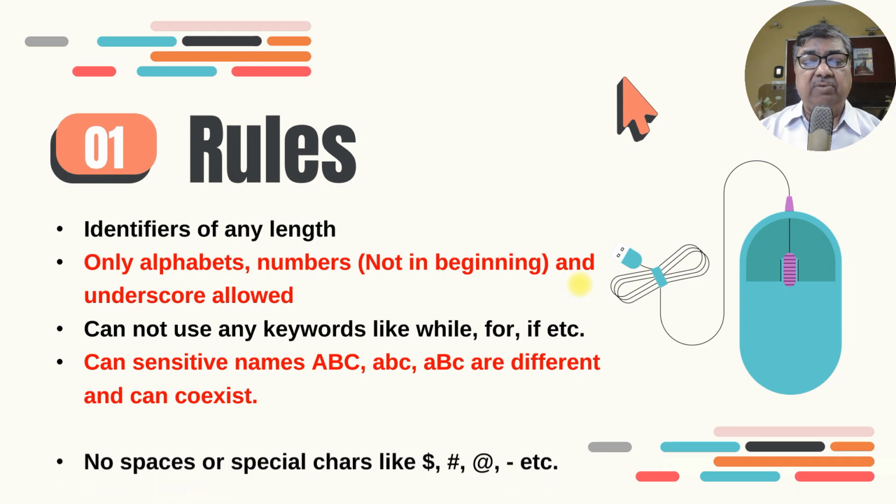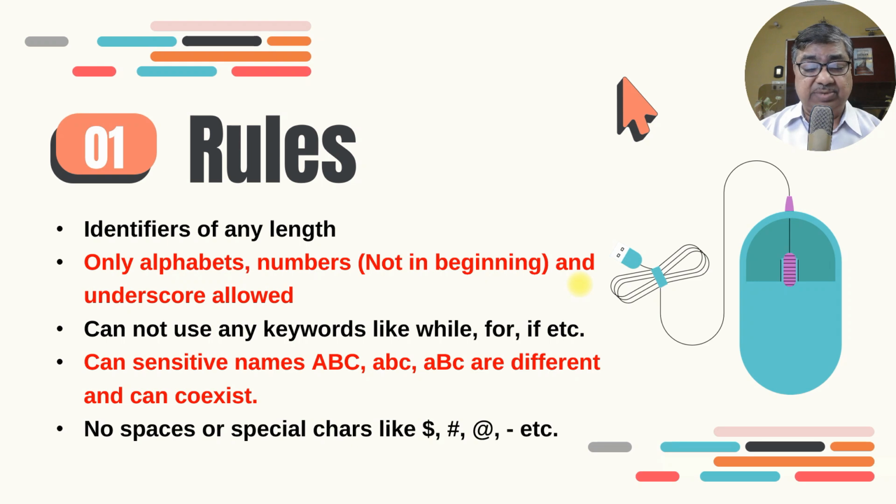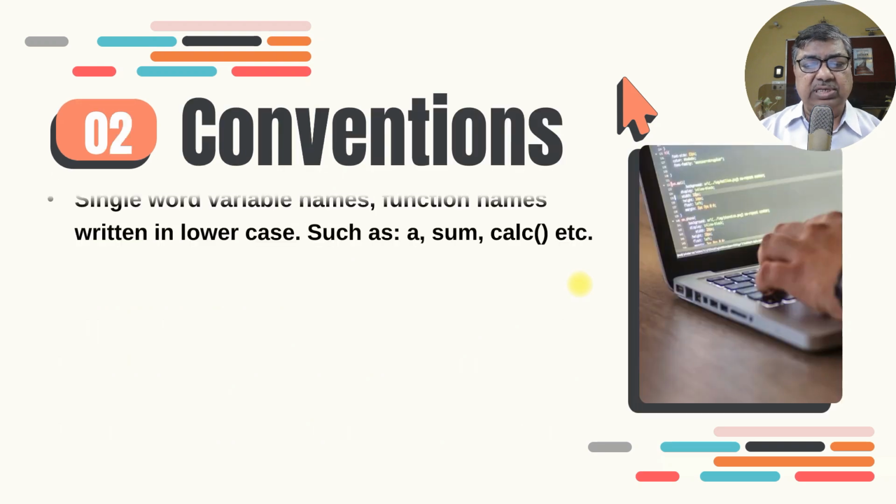Okay. Now we'll also understand that spaces are also not allowed. Special characters like dollar, hash, @, dash, where dash means the hyphen character, are not allowed. Underscore is allowed, but hyphen is not allowed. Okay, we'll also see some conventions for how we name the identifiers. If it is a single word identifier like only small a, only sum, only calc as a function, then they can be written in lowercase. This is a convention. You can write them as capital also.